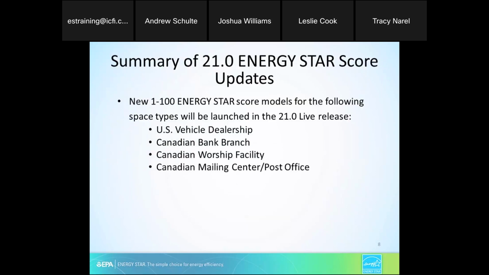So to start off, there are new 1 to 100 Energy Star score models for the following types: the vehicle dealership, the Canadian bank branch, the Canadian worship facility, and the mailing center / post office. And they will be live with the 21.0 live release on August 27th.